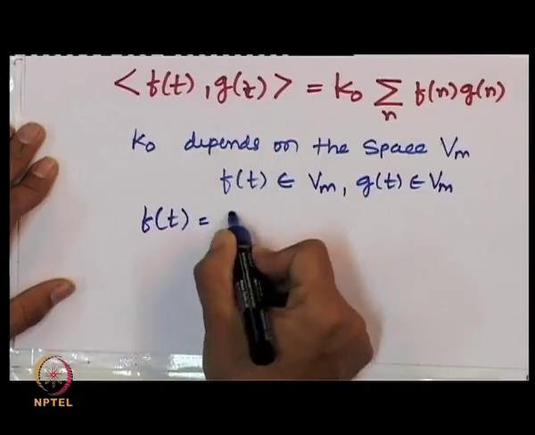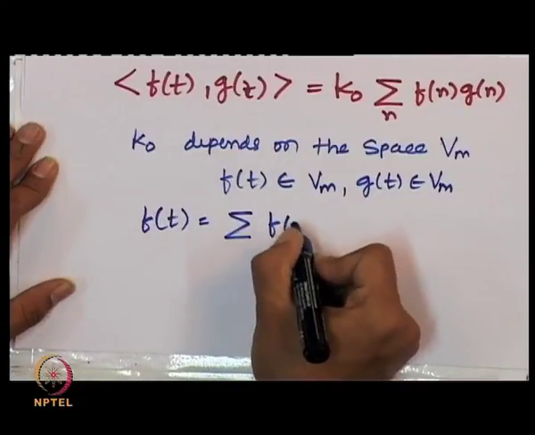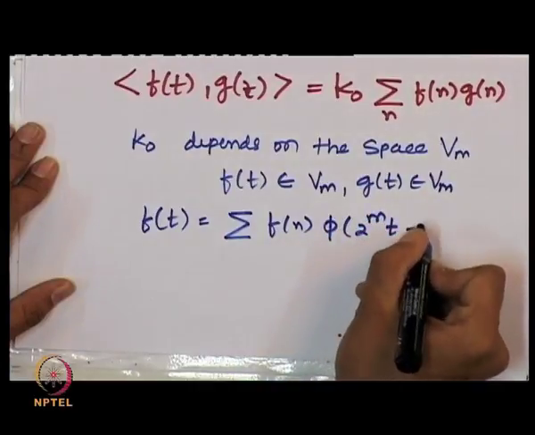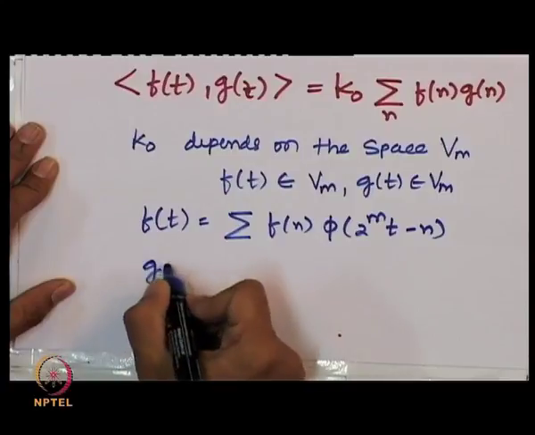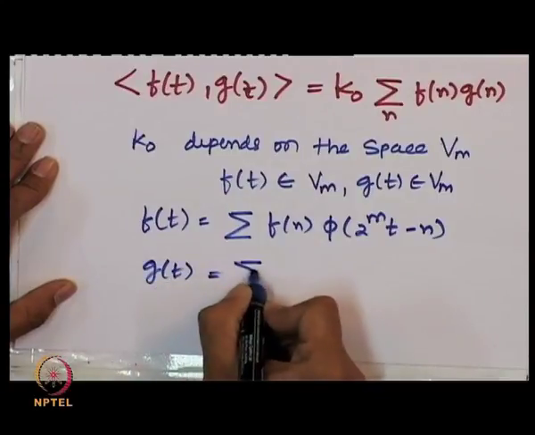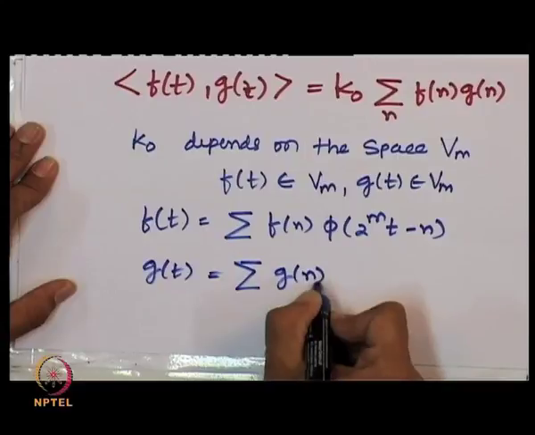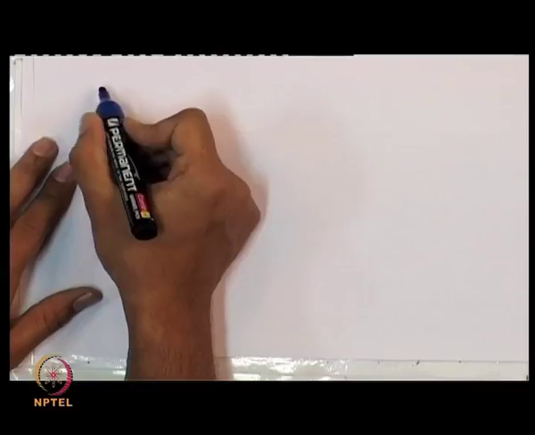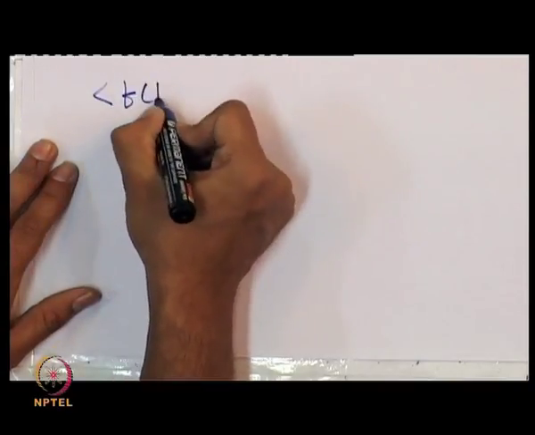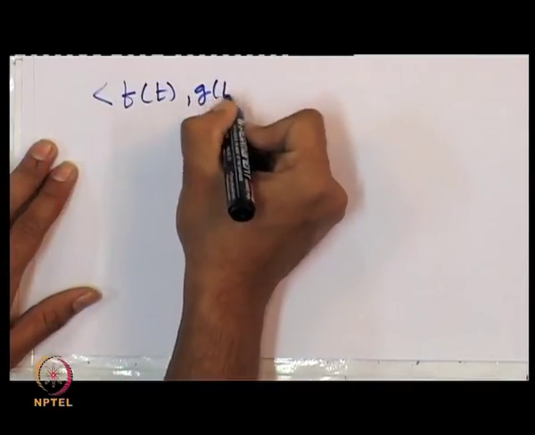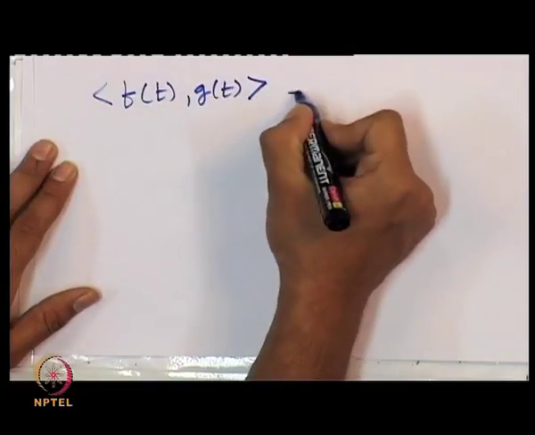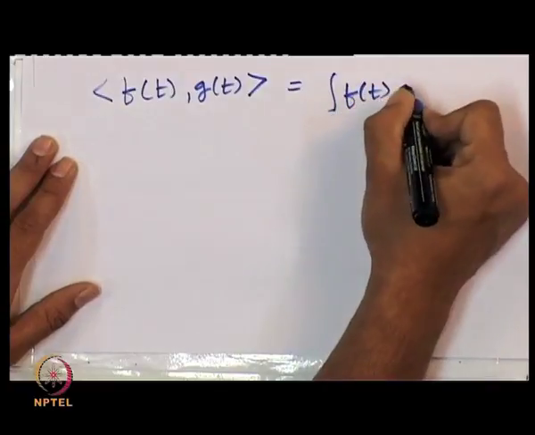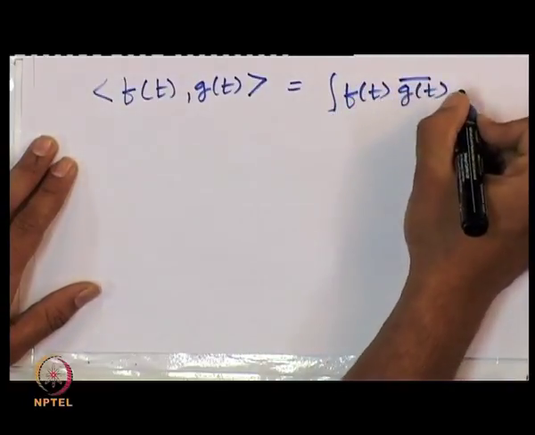Ft is equal to sigma Fn phi 2 raised to m t minus n. Gt is equal to sigma Gn phi 2 raised to m t minus n. The inner product between Ft and Gt is equal to the integral of Ft G conjugate t dt.